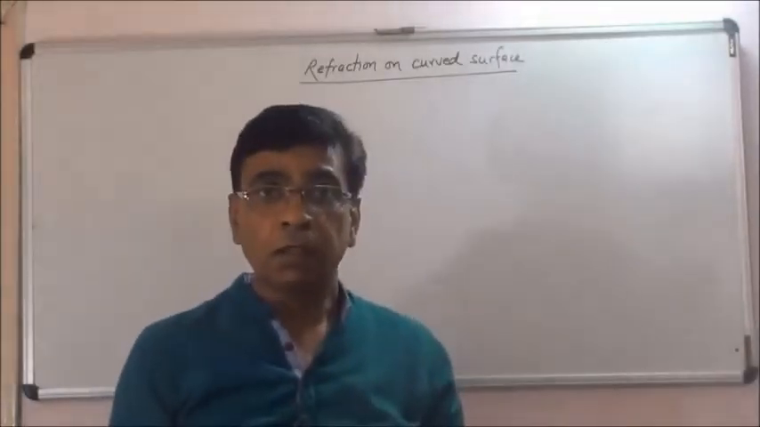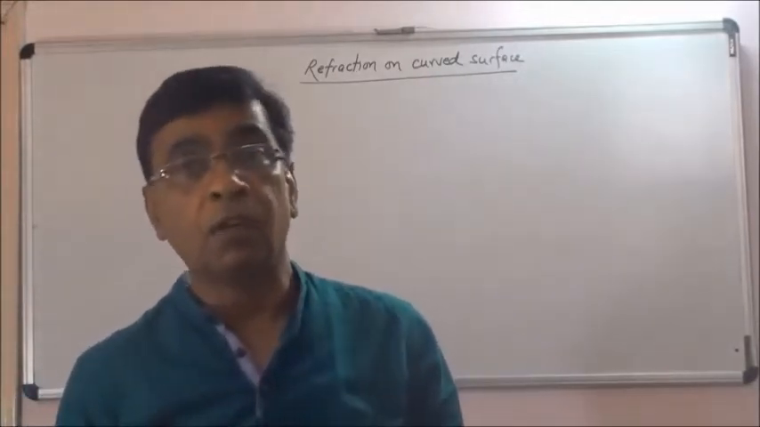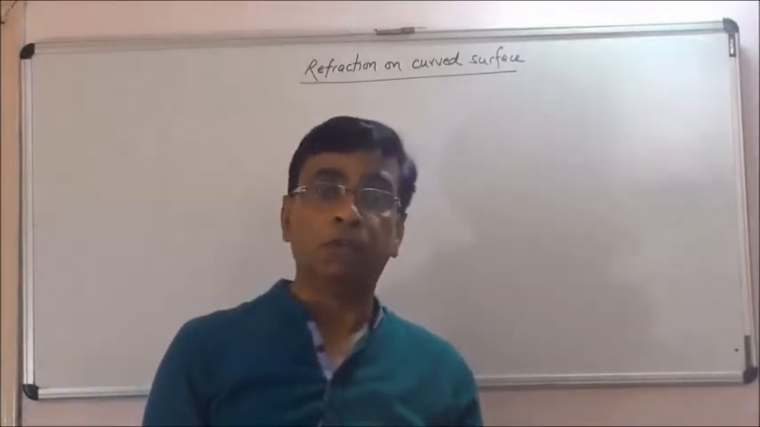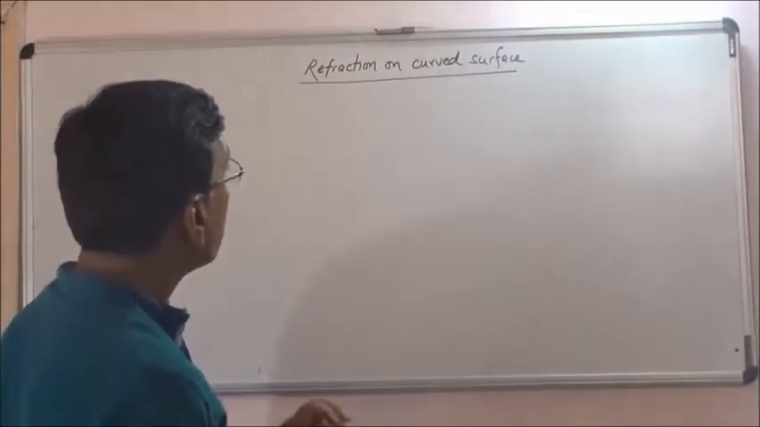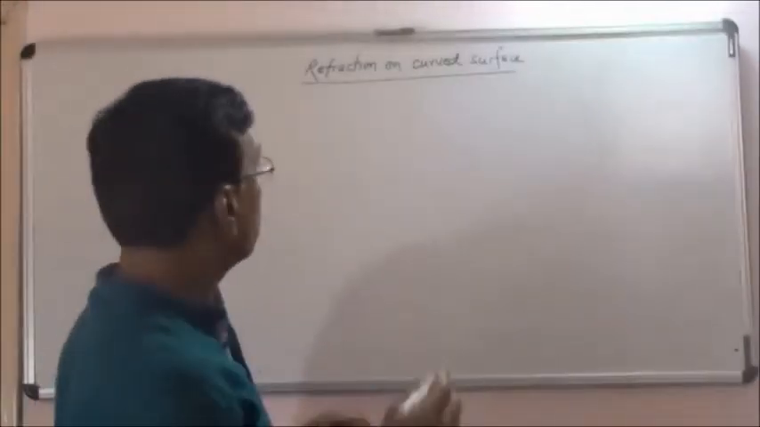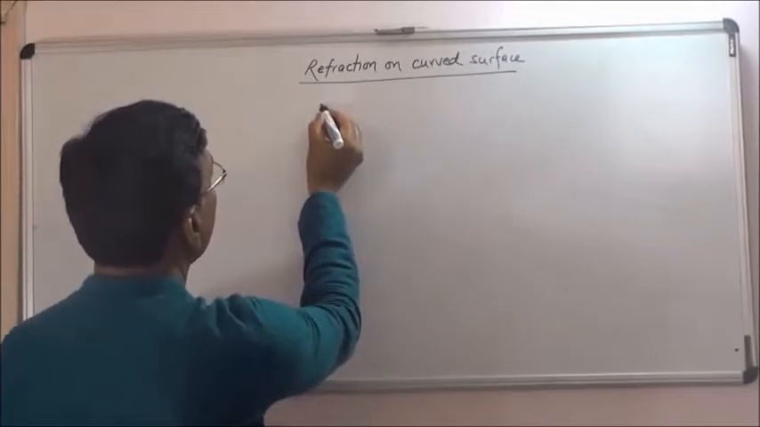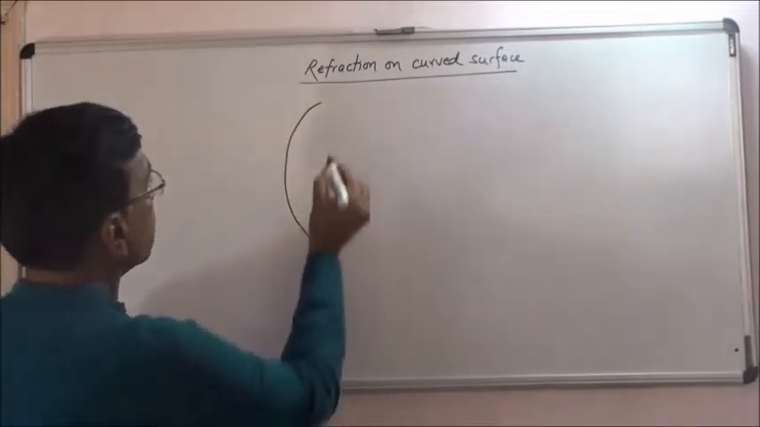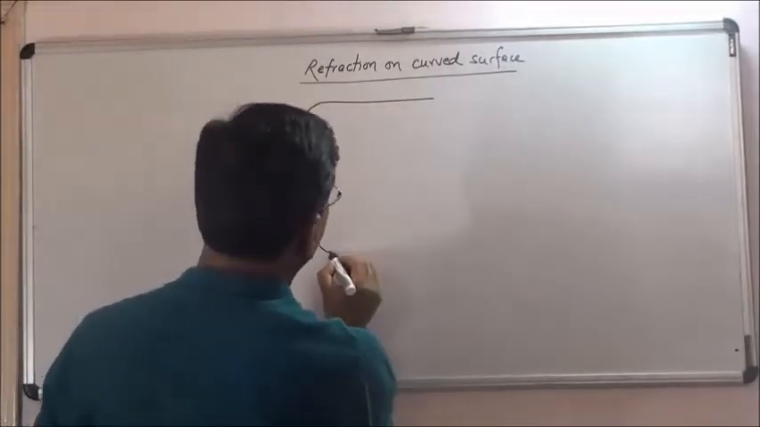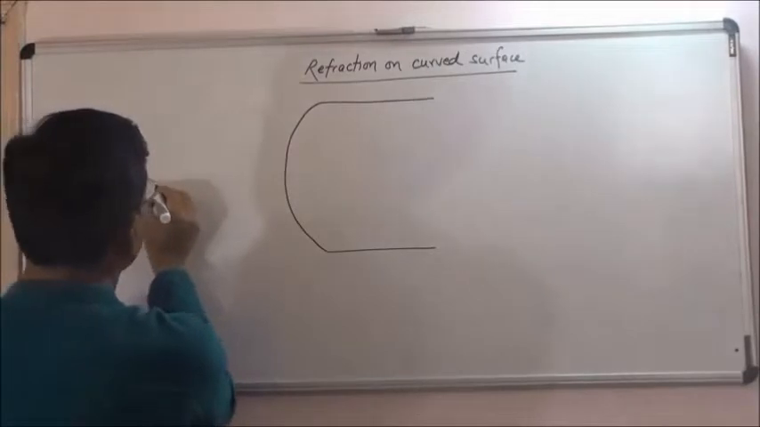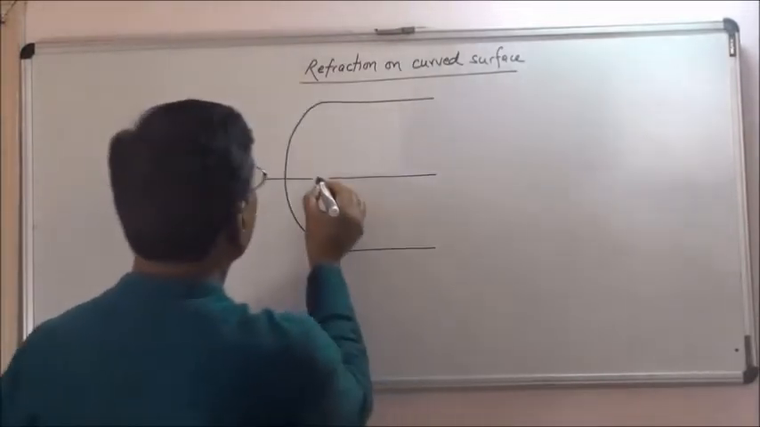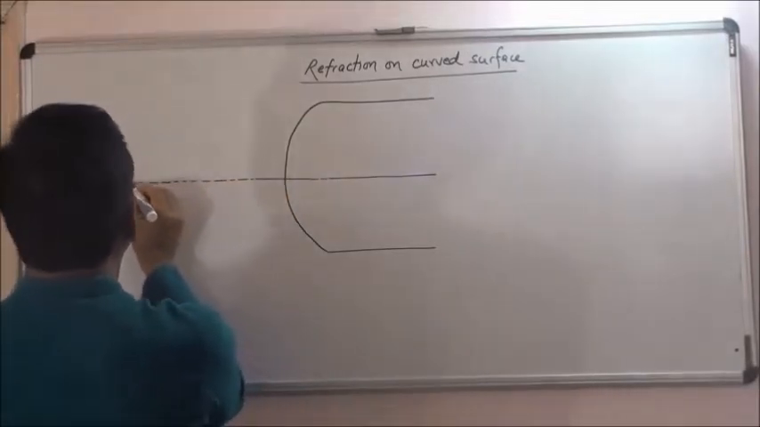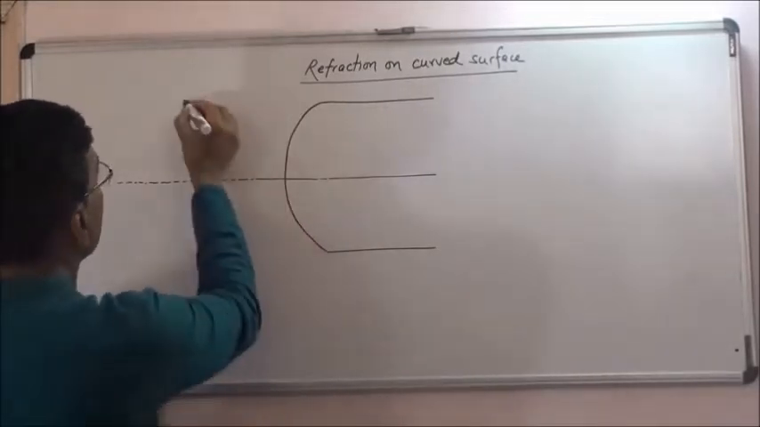So far we have done refraction on a plane surface, and we derived an expression relating the apparent depth and real depth of a swimming pool. Now, if we take a curved surface, it may be convex or concave. Suppose I take a convex surface, a single surface. Single surface means it is not a lens. A lens has two surfaces. So I am considering the refraction on a single curved surface.